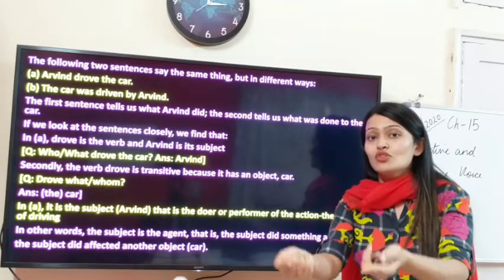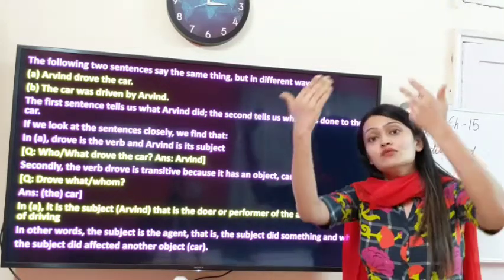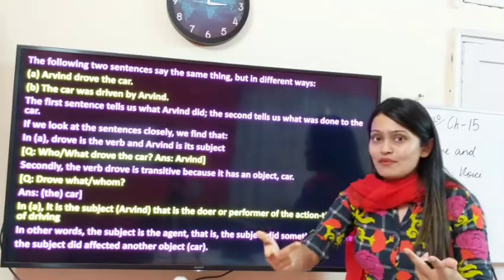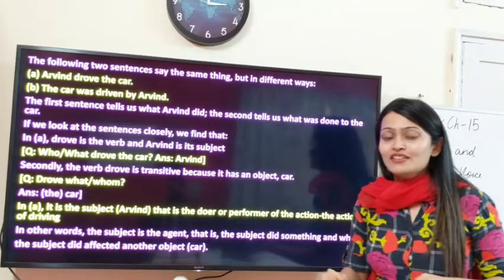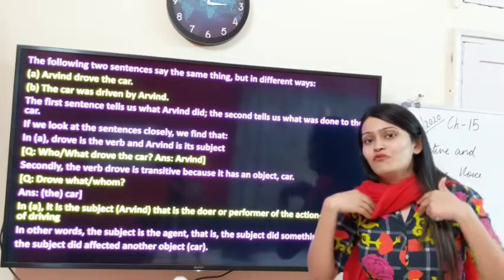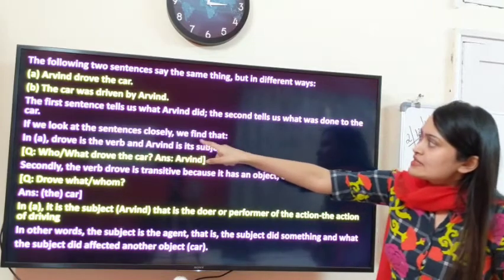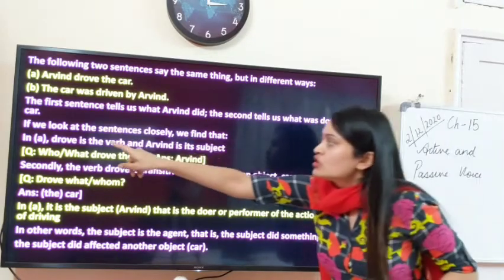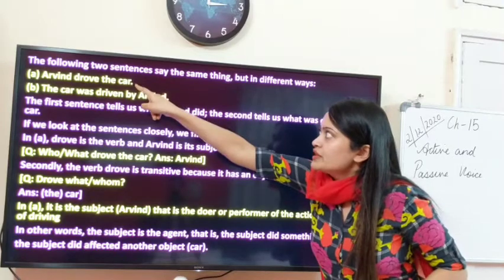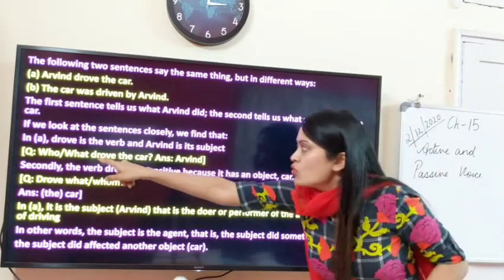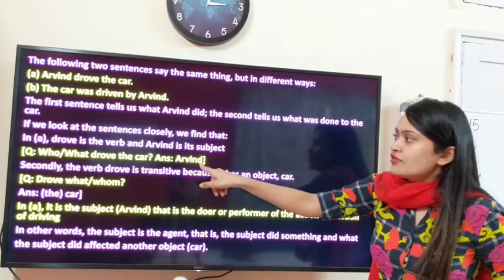These are two simple ways, children, of coming to know active and passive voice. Whether the subject is doing an action or whether an action is performed on the subject. You have Arvind over there, he's doing some action. You have the car over there in the second example in which an action is performed on it. So very simple. If we look at the sentences closely, we find that drove is the verb in this example and Arvind is the subject. Who drove the car? Arvind.